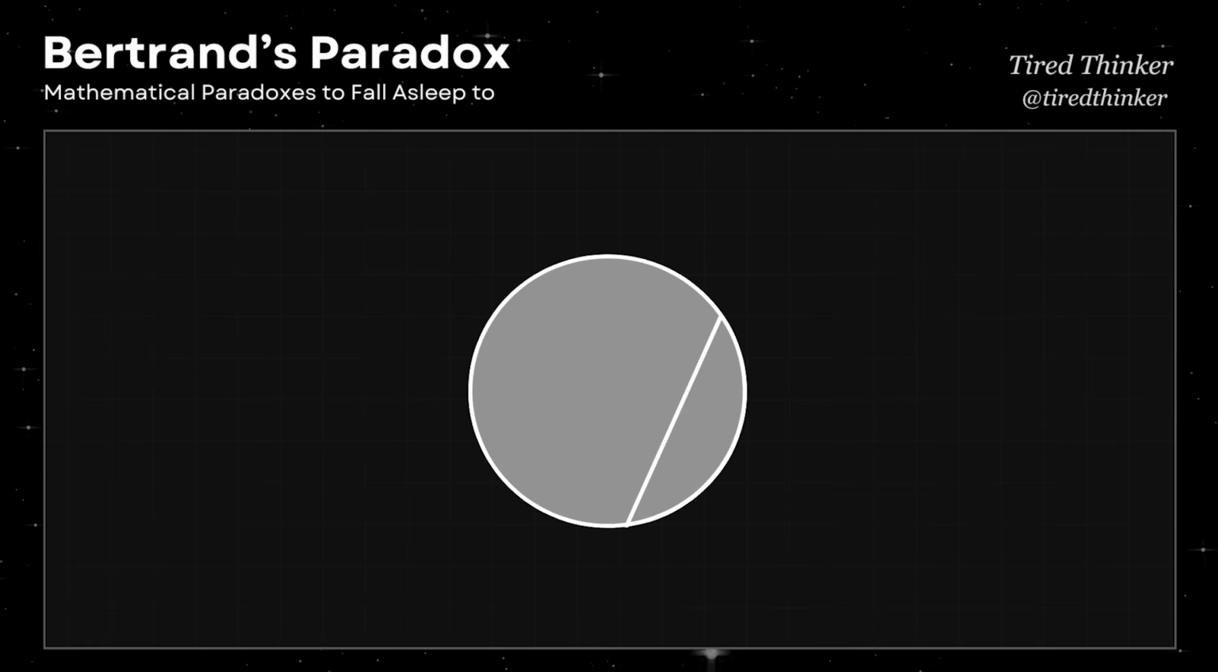A third method picks a random point along the radius of the circle. From this point, a chord is drawn perpendicular to the radius. Using this method, the probability that the chord is longer than the triangle's side is 1/4. The paradox exists because each method is logical, yet each gives a different probability. That suggests there is no single correct answer unless the method of choosing the chord is defined first. This contradicts many people's intuition about probability, which often assumes that randomness should lead to a single clear result.